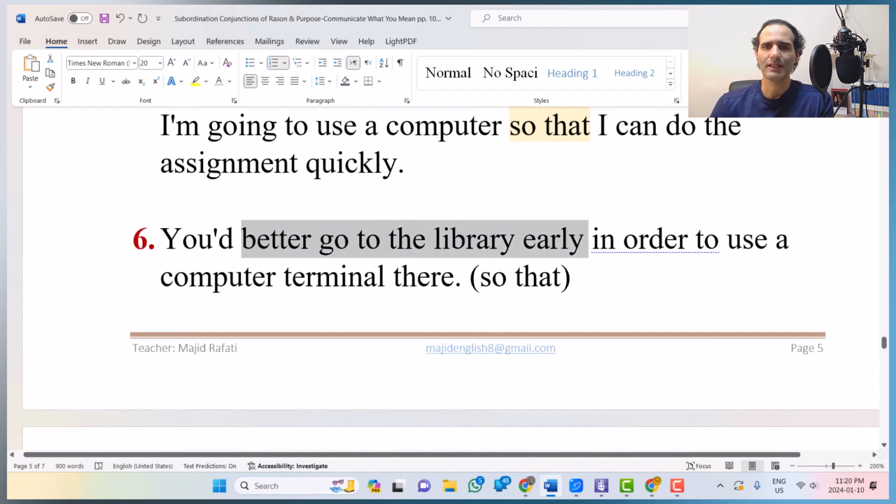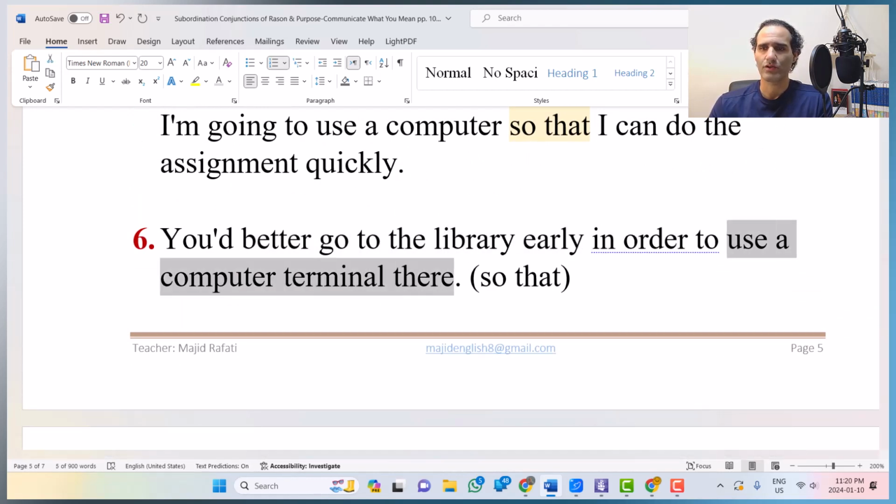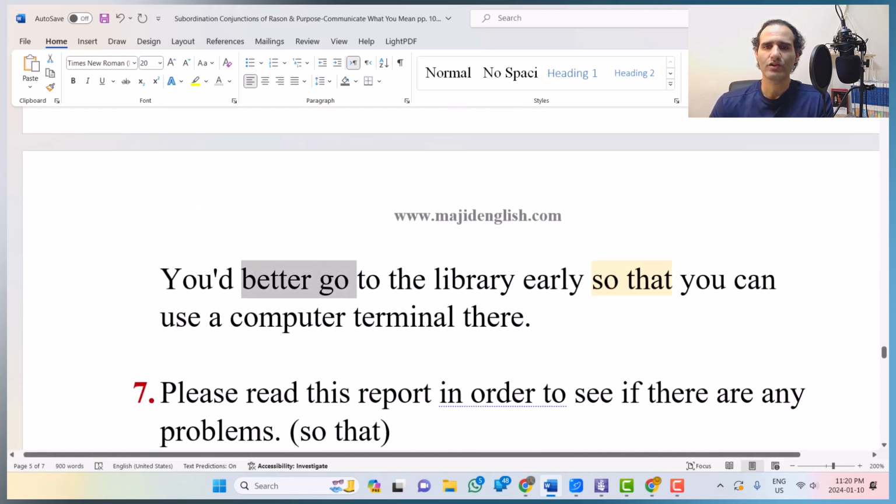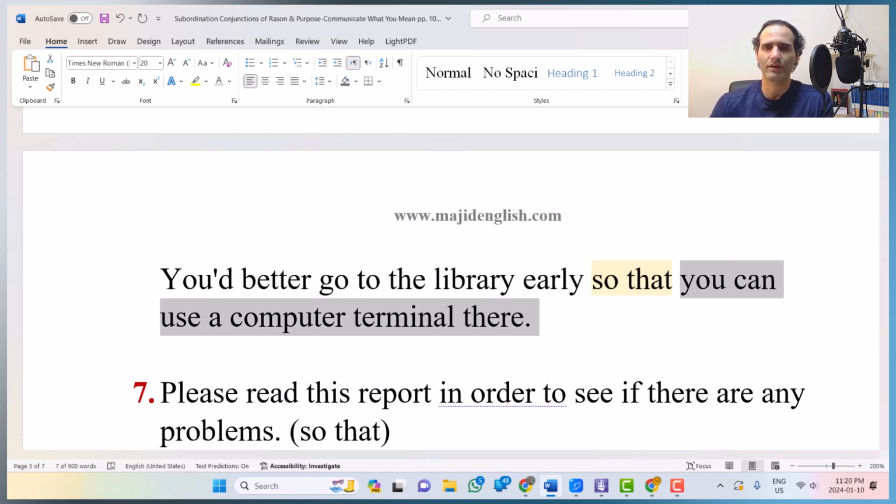You'd better go to the library early in order to use a computer terminal there. So you see, after all these in order to sentences, we have a verb phrase. So that: you'd better go to the library early so that you can use a computer terminal there.